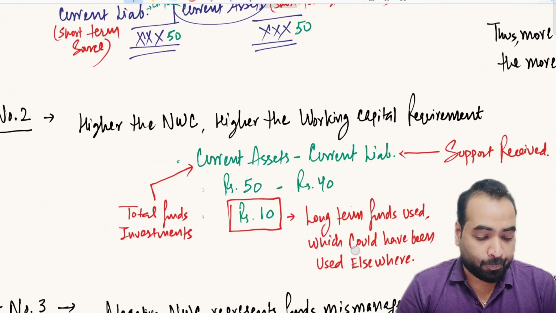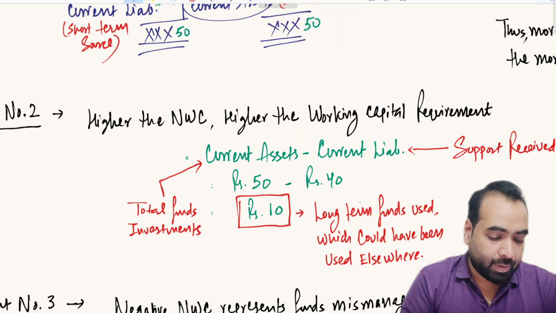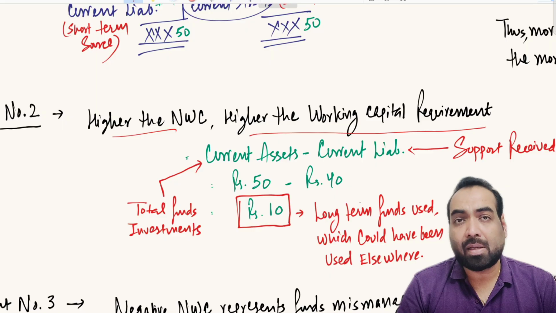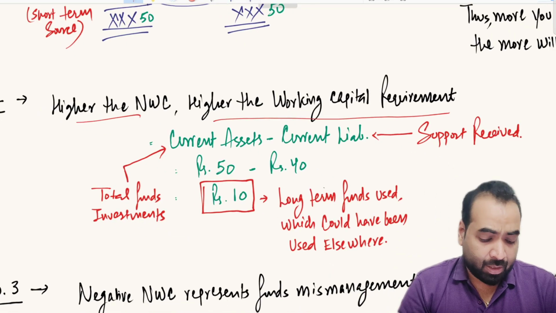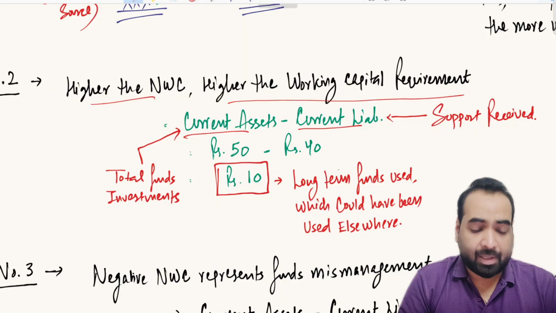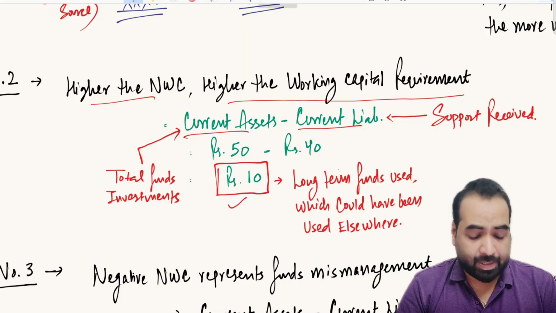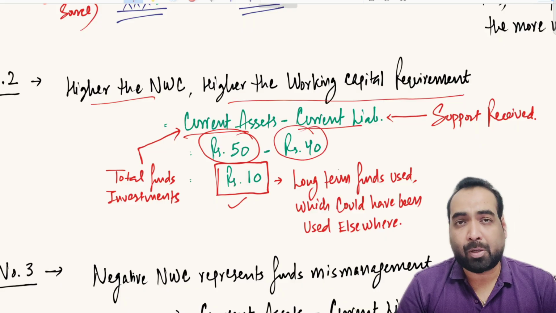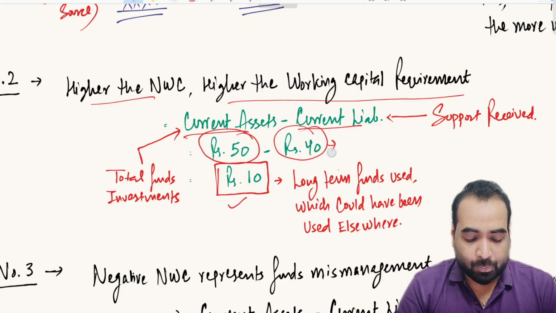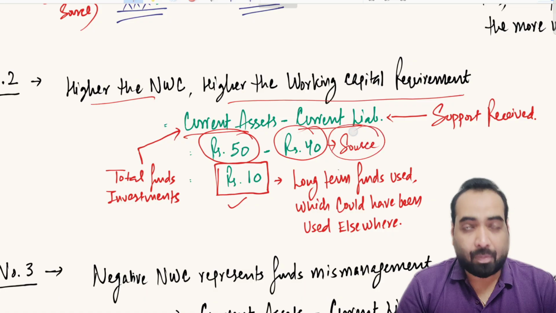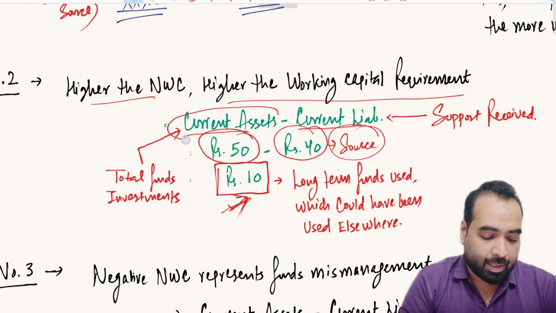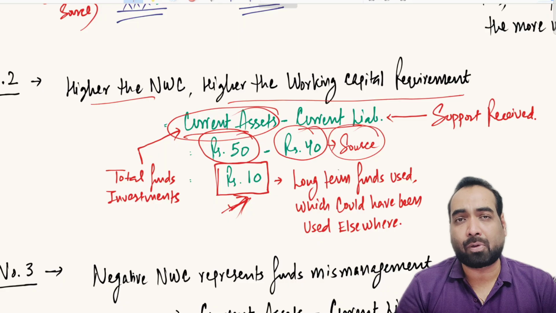Now we come to point number two. Higher the NWC, higher the working capital requirement. Why? Suppose the difference between current assets and current liabilities is rupees 10, right? So current assets represent your 50 rupees investment. Current liabilities represent 40 rupees of finance, the source that you have got from your current liability holders, right? So that means these rupees 10 have been stuck up in the current assets, which could have been used elsewhere for growth of business.